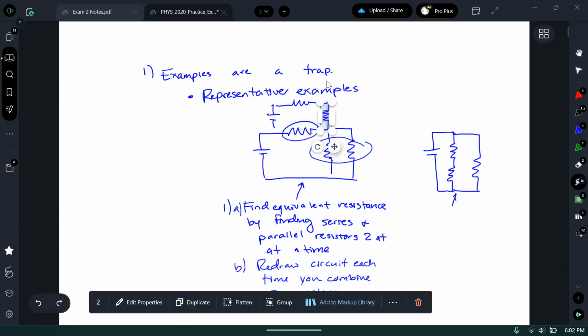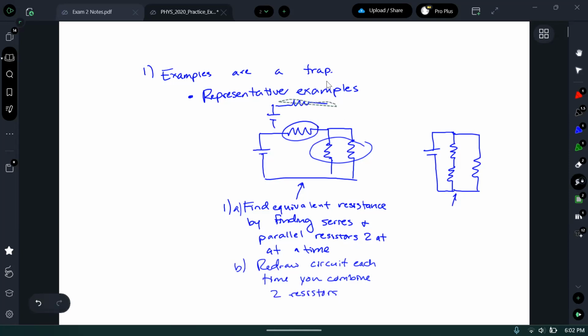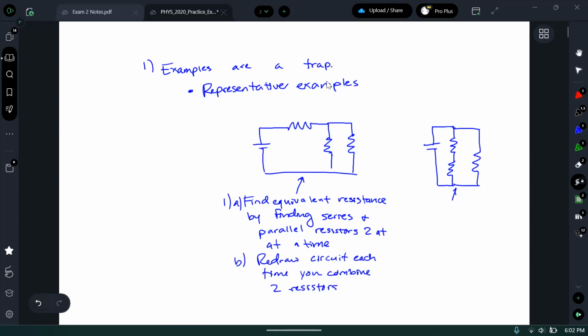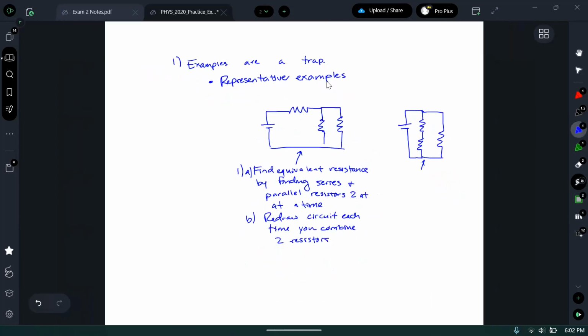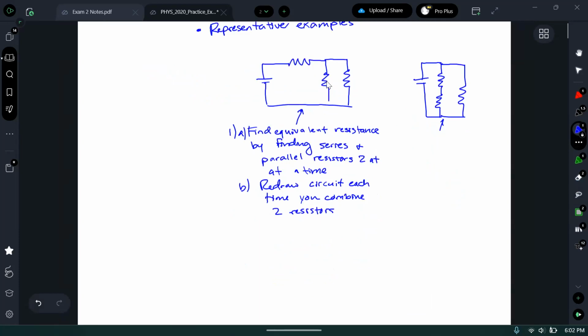I think there's kind of a rush to get these kinds of problems done and find the equivalent resistance in one shot. That's where almost all the mistakes come from. Just take the time to do it a little bit by a little bit. And if you do, that'll actually end up being faster than trying to figure out where the mistake was, trying to do it all at once.